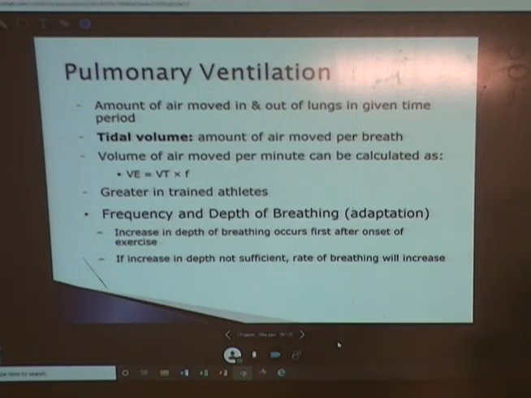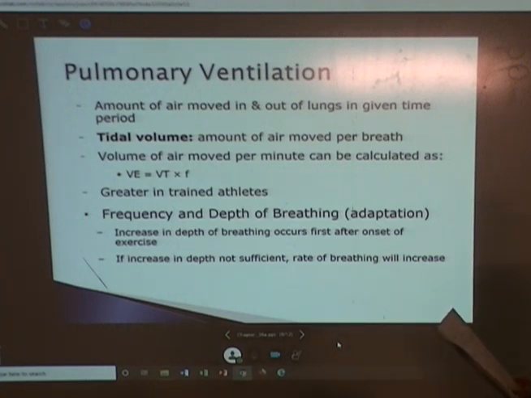Pulmonary ventilation is the amount of air moved in and out of the lungs in a given time. So it's equivalent to Q in the cardiovascular system, right? Q is the amount of blood moved in and moved out of the heart within a minute. Pulmonary ventilation is the amount of air moved in and out of the lungs within a given period, right? Tidal volume is the amount of air that moves in and out per breath. So it's the equivalent of stroke volume in the cardiovascular system.